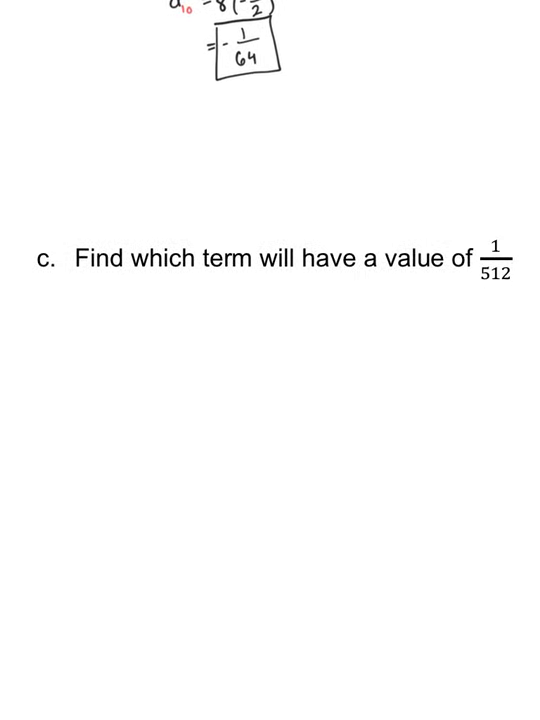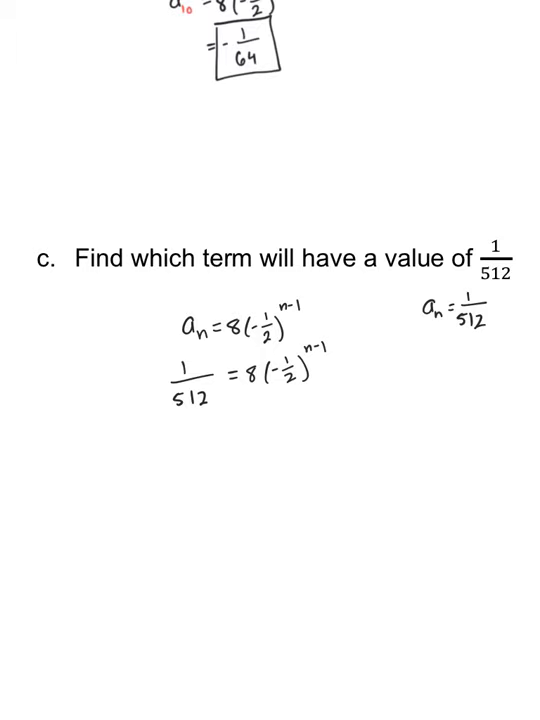Okay, this next one is a little bit tricky. This is probably a more pre-AP style question than regular. But which term will have a value of 1 over 512? So this is telling me that a sub n, the value of some term, is 1 over 512. So I have my equation. I'm going to replace a sub n with 1 over 512. And then everything else is going to stay the same.